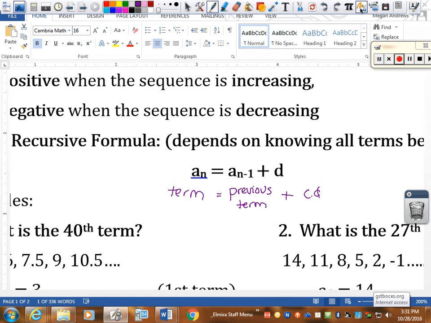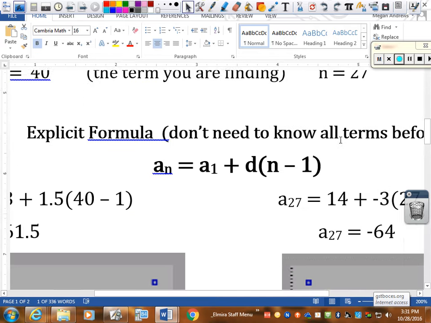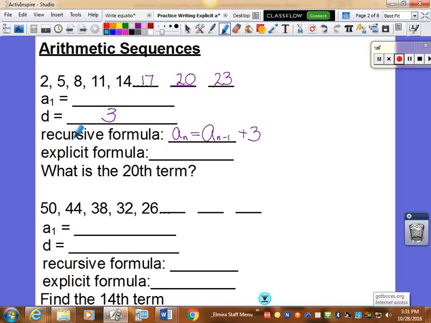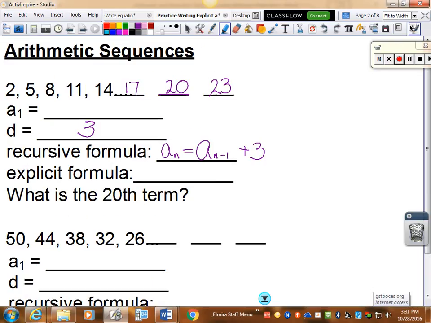The explicit formula is right here. And the explicit formula tells you everything you need to know to get right to that 100th term or whatever term you want. And all you have to do is sub in the first term and your common difference. Everything else you're copying. So if I'm writing my explicit formula for this sequence, I need to know my first term. My first term is A sub 1, that's 2.